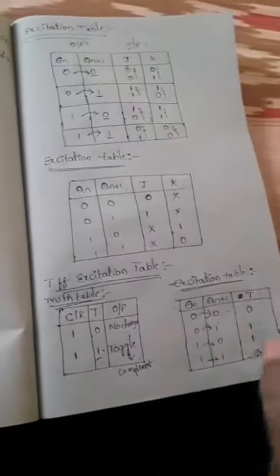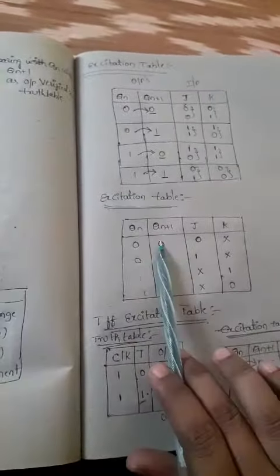So then the excitation table of the T flip flop is 0 1 1 0. That means the excitation table is nothing but exactly the reverse of the truth table. So here outputs will be considered as inputs and inputs will be considered as outputs. So that is the logic behind the excitation table. So these are the excitation tables of the 4 flip flops: T, JK, D flip flop, and also we are having the SR flip flop.